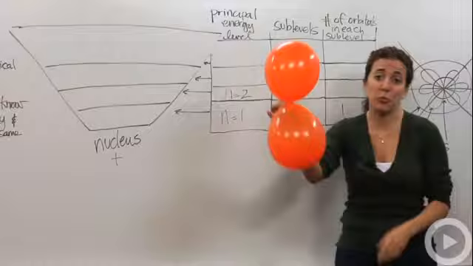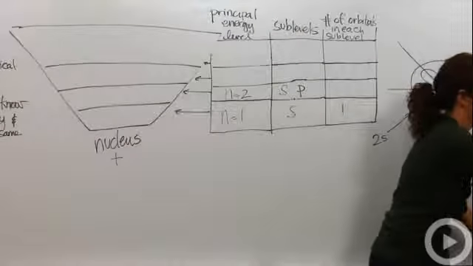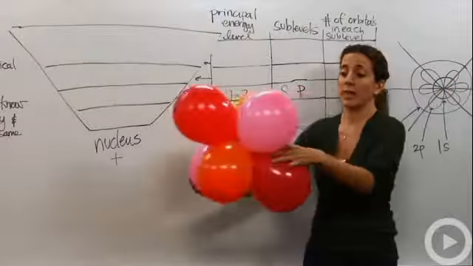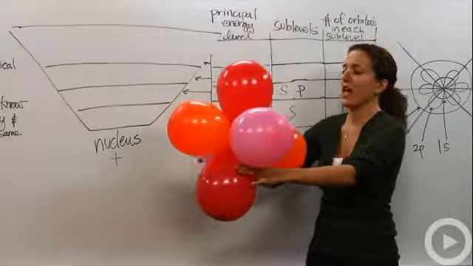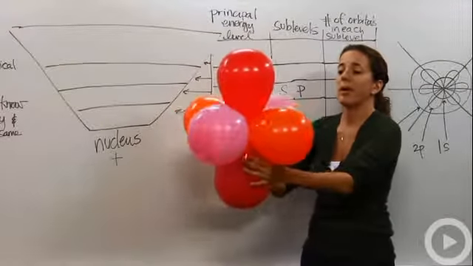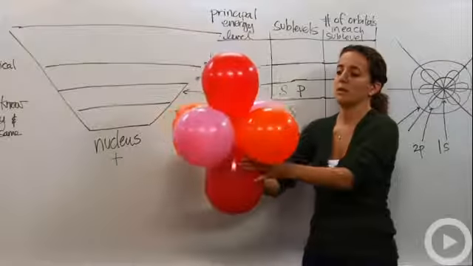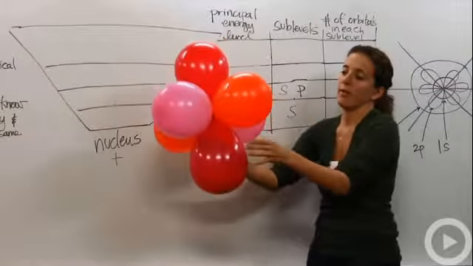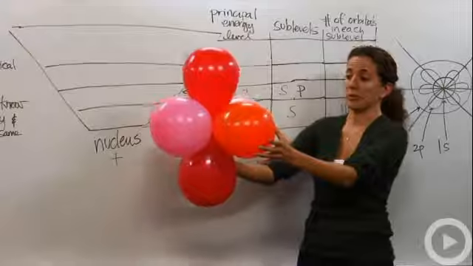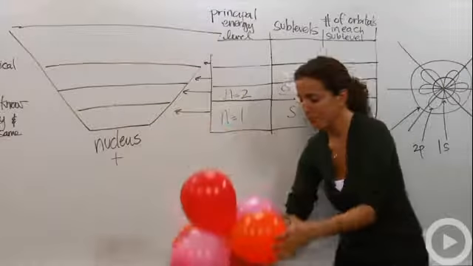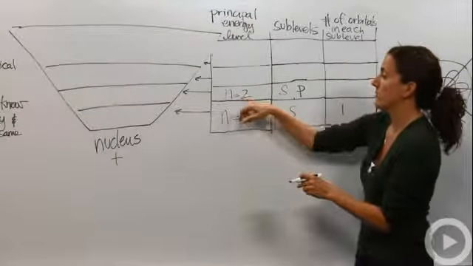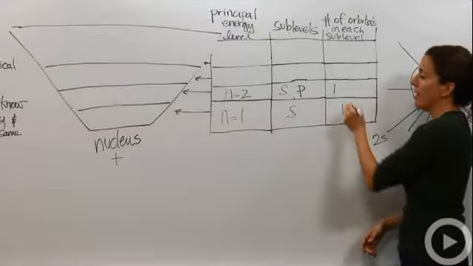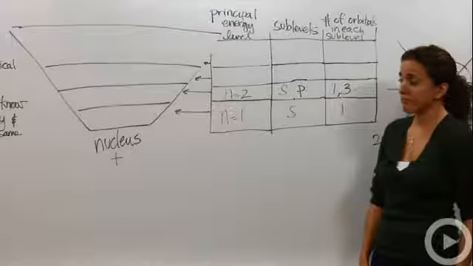If there are actually 3 of these orbitals together, they come together to look like this complicated mess. Electrons can be found anywhere the balloons are. The nucleus is obviously in the center, and the electrons can be found here, and there are 3 of them put together to make this 3-dimensional shape. So in n equals 2, we have 1 s orbital and 3 p orbitals.